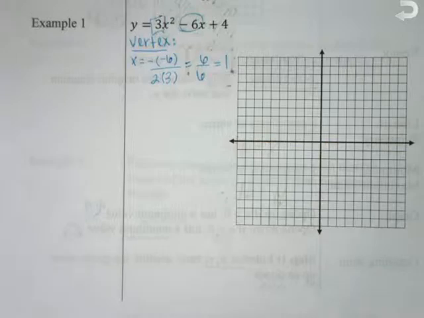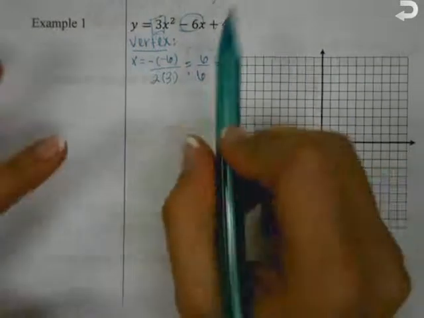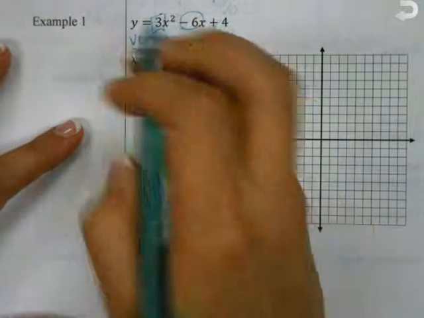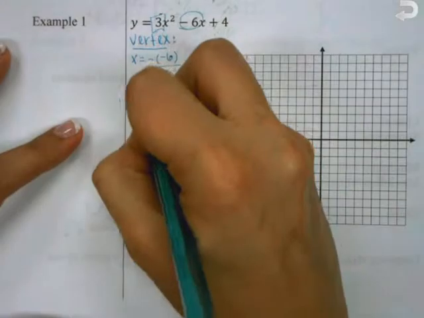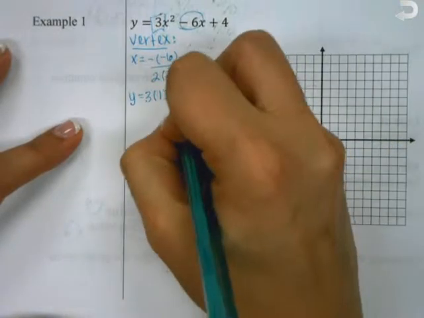Plug it back in. So we're going to take this guy and plug it into the equation to solve for y. So y equals 3 times 1 squared minus 6 times 1 plus 4. So this is when c comes into play, because it makes a difference on what y spits out.